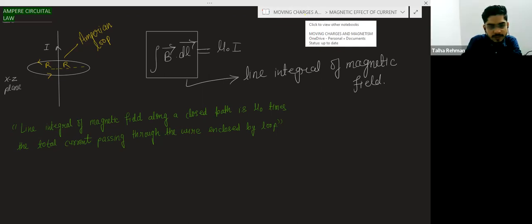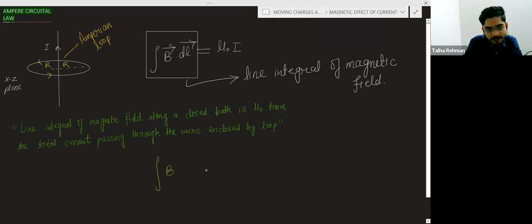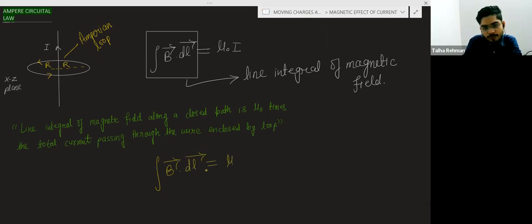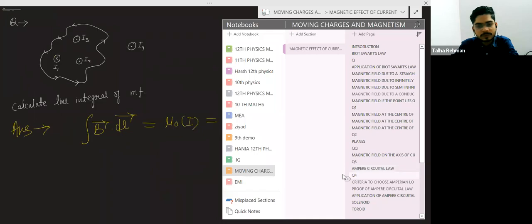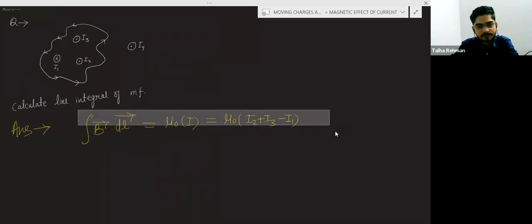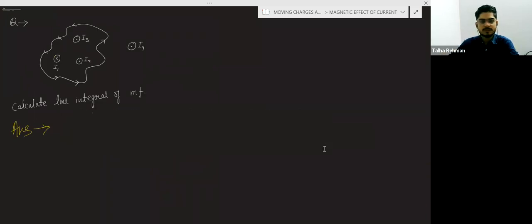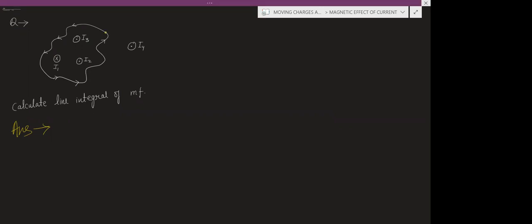So the thing is that here the line integral of magnetic field, B dot dl, is equal to mu naught times the current enclosed by the loop. I is the current enclosed by the loop. See this, this is a loop. Loop means a closed loop.